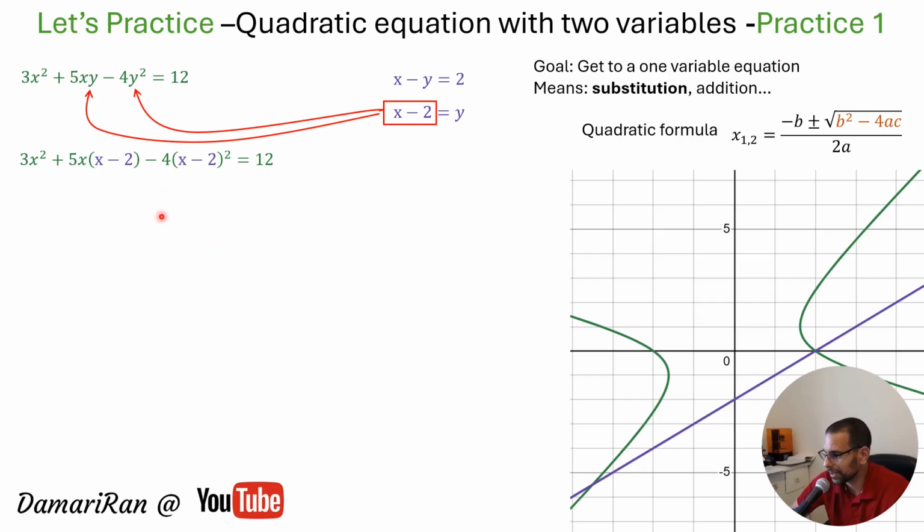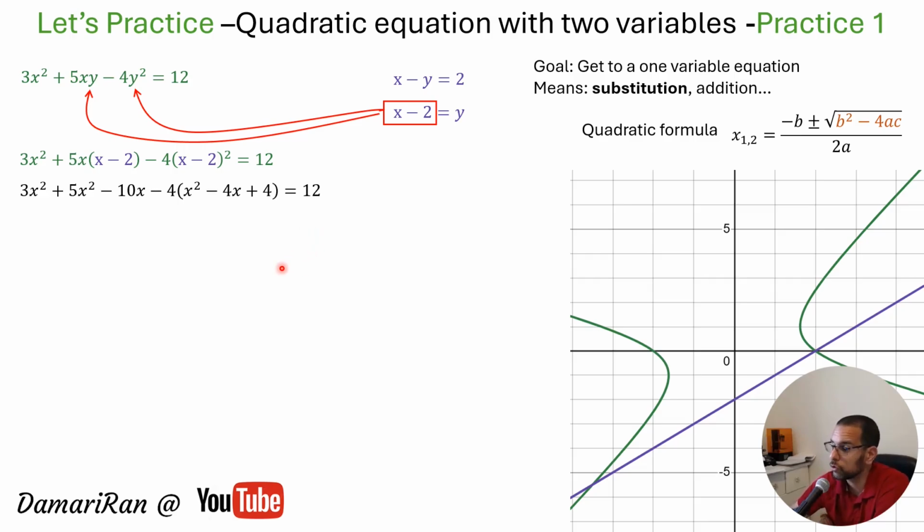Now it's all about algebra. So let's do the algebra. All right, let's open the parentheses. 5 times x is 5x squared. 5x times minus 2 is minus 10x. Awesome. Minus 4 times, before opening the parentheses, let's expand them. x squared is this. 2 times x times minus 2 is minus 4x. Great. And minus 2 squared is 4. All right, guys, all of that is equal to 12.